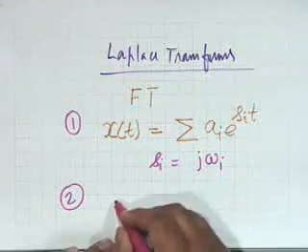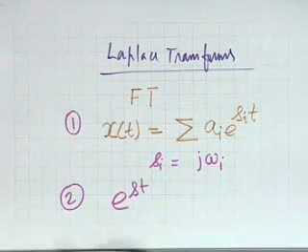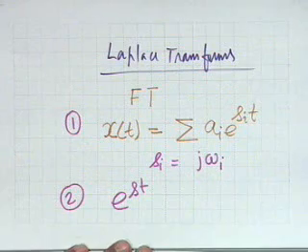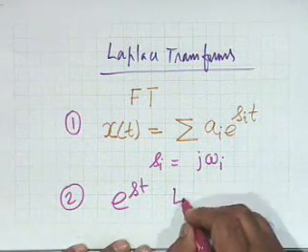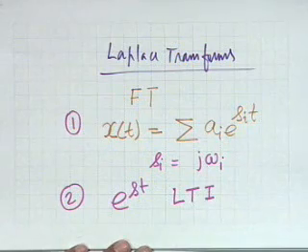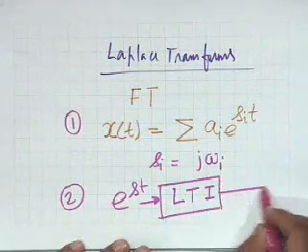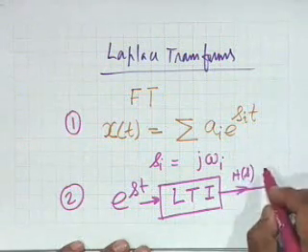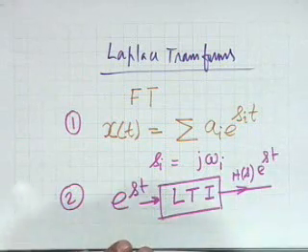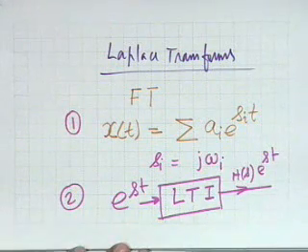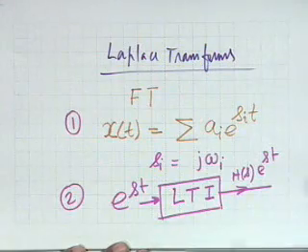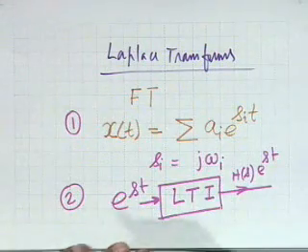And the second reason is, there are two reasons. Second reason is that e to the st is an eigenfunction of LTI systems. That is, if you feed a signal of e to the st to an LTI system, then the output is h of s e to the st. The output is of the same form except for a multiplying factor. These are the two reasons why Fourier methods are useful in the analysis of linear time invariant systems.